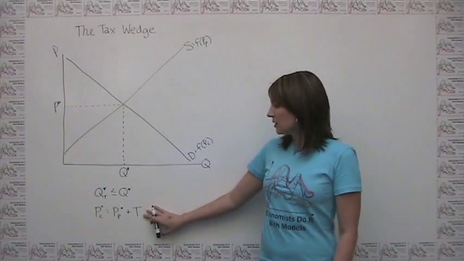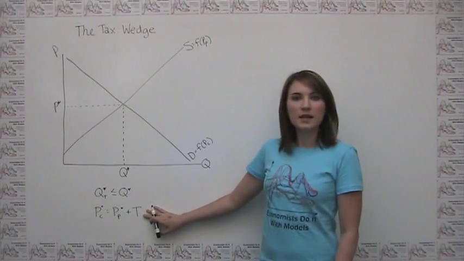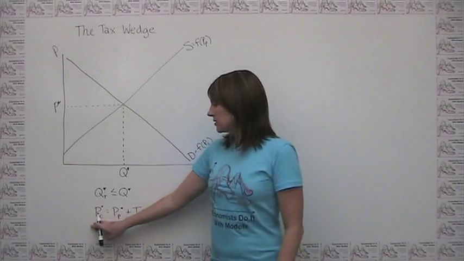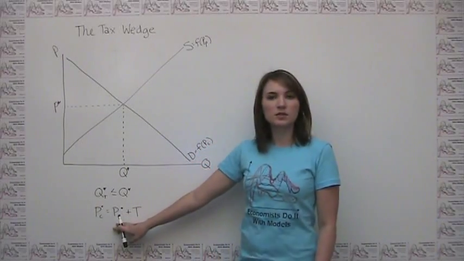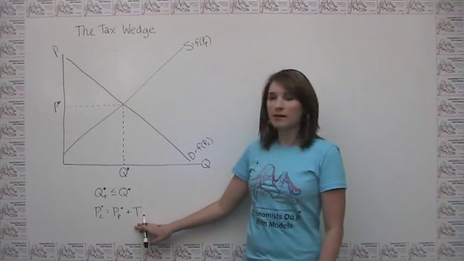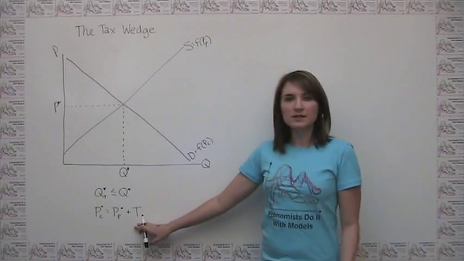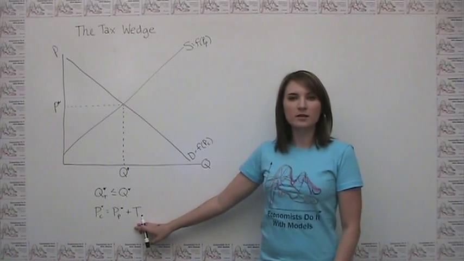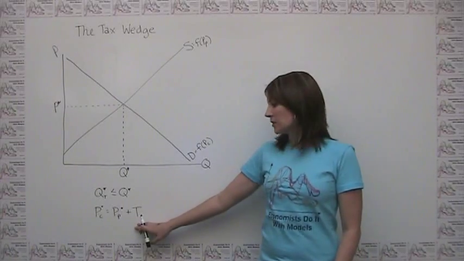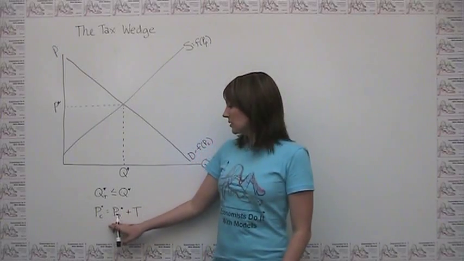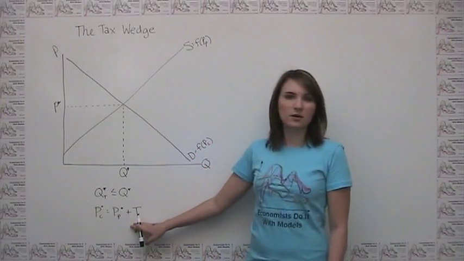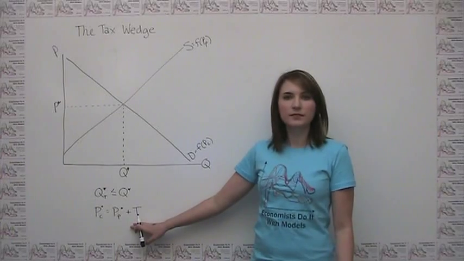The other relationship that has to hold is that in equilibrium, the price to the consumer is equal to the price the producer gets to keep plus the amount of the tax. Well, this makes sense, and we've used this to find our equilibrium in our previous examples. Because whatever the consumer is paying, part of it's going to the producer, and the rest of it is going to the government as the tax.